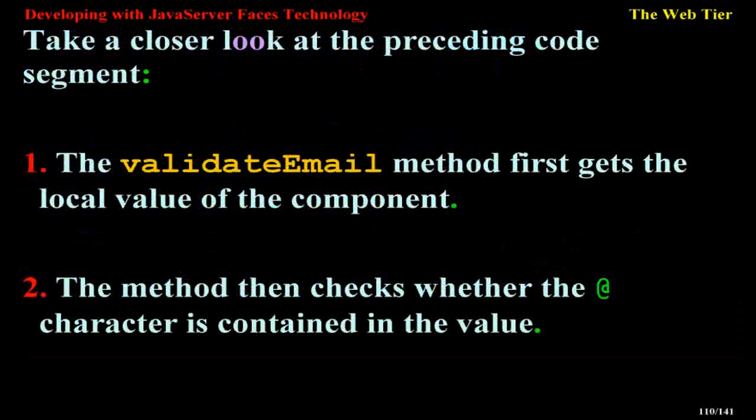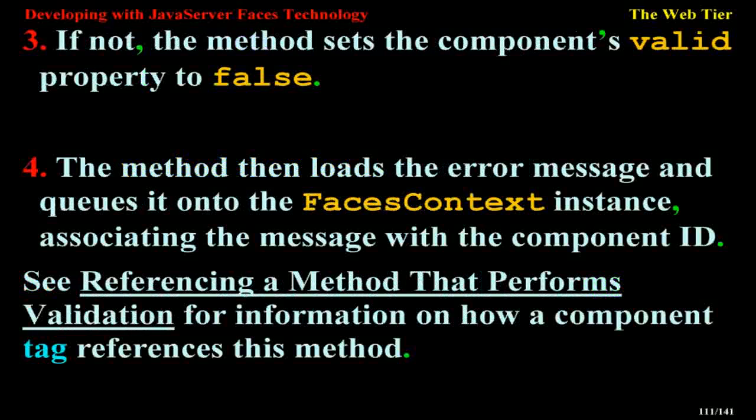The validateEmail method first gets the local value of the component. The method then checks whether the @ character is contained in the value. If not, the method sets the component's valid property to false. The method then loads the error message and queues it onto the FacesContext instance, associating the message with the component ID. See Referencing a Method That Performs Validation for information on how a component tag references this method.